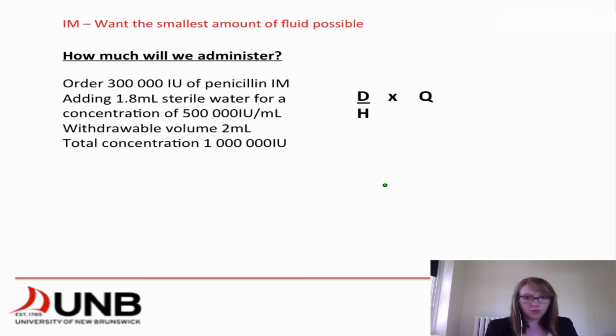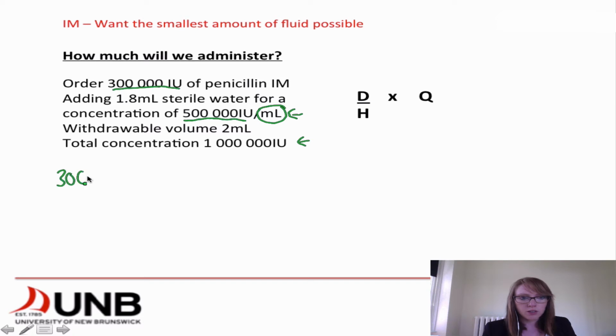We're going to go with our formula, D over H times Q. For D, that's our desired. We know that we want to give 300,000 international units of penicillin. Then we have our have and quantity. With this, you can either use your 500,000 international units per mil, or you can use your 1 million international units per 2 mil. But I like to break it down to the most basic, though again, it's preference. So what we have is 500,000 international units, and our quantity is 1 mil.